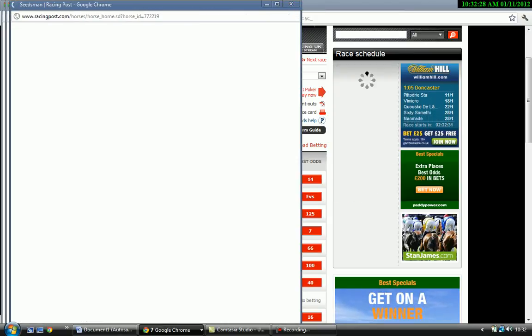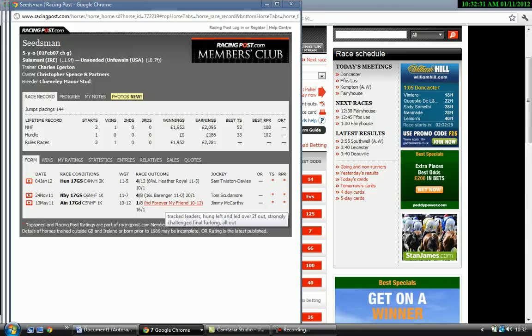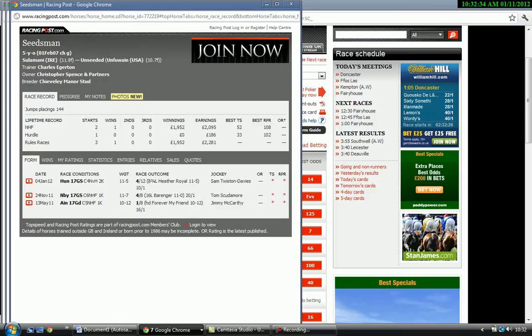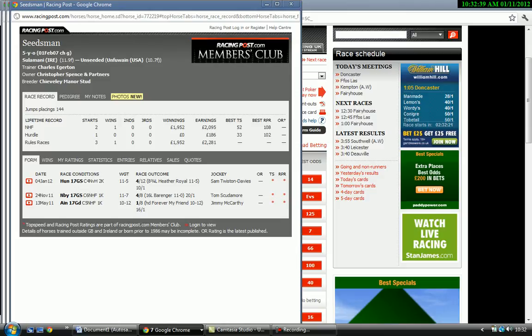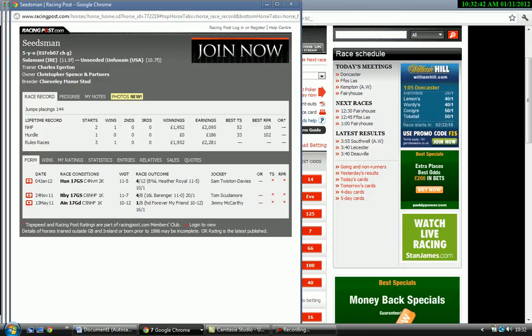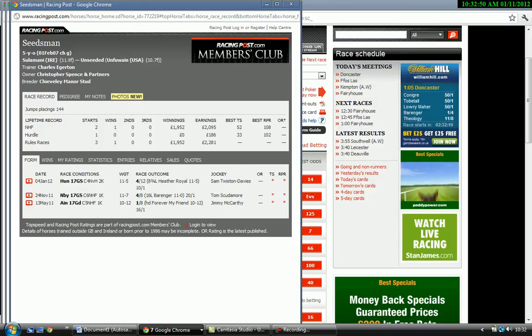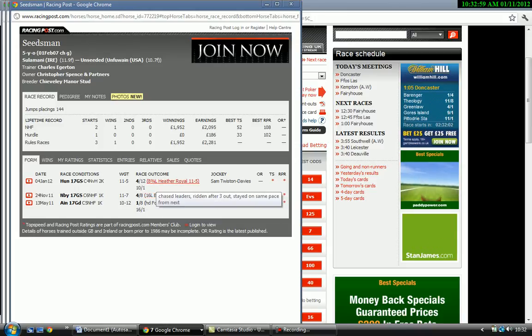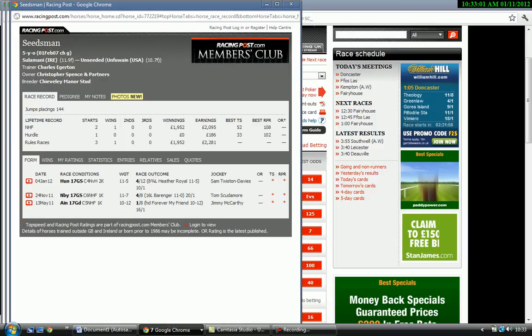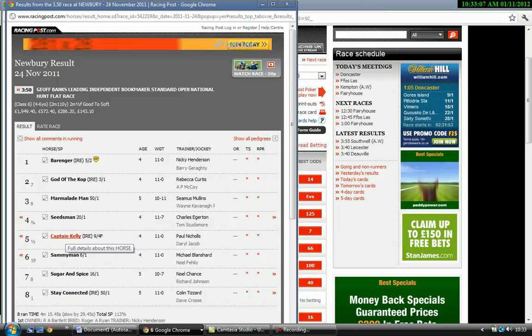Seedsman. Seedsman was the only horse in the race who had won before. But what you should take into consideration is that the going that day was good to soft. Seedsman had won on good. So you could say the going was not right for Seedsman. He was beaten 16 lengths by my selection on good to soft. Then again he was beaten 8.5 lengths, again on good to soft ground. Okay, let's move on to Captain Kelly.